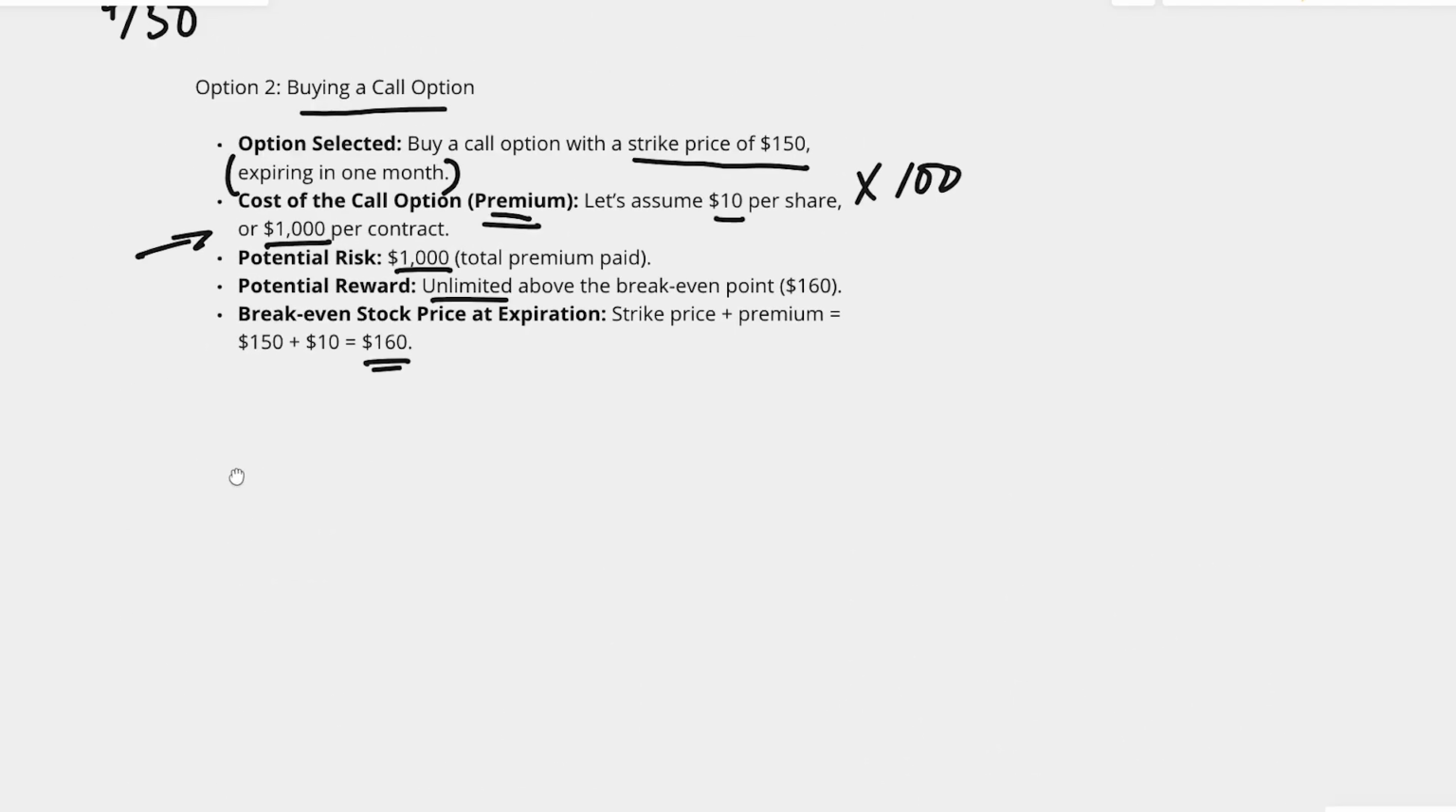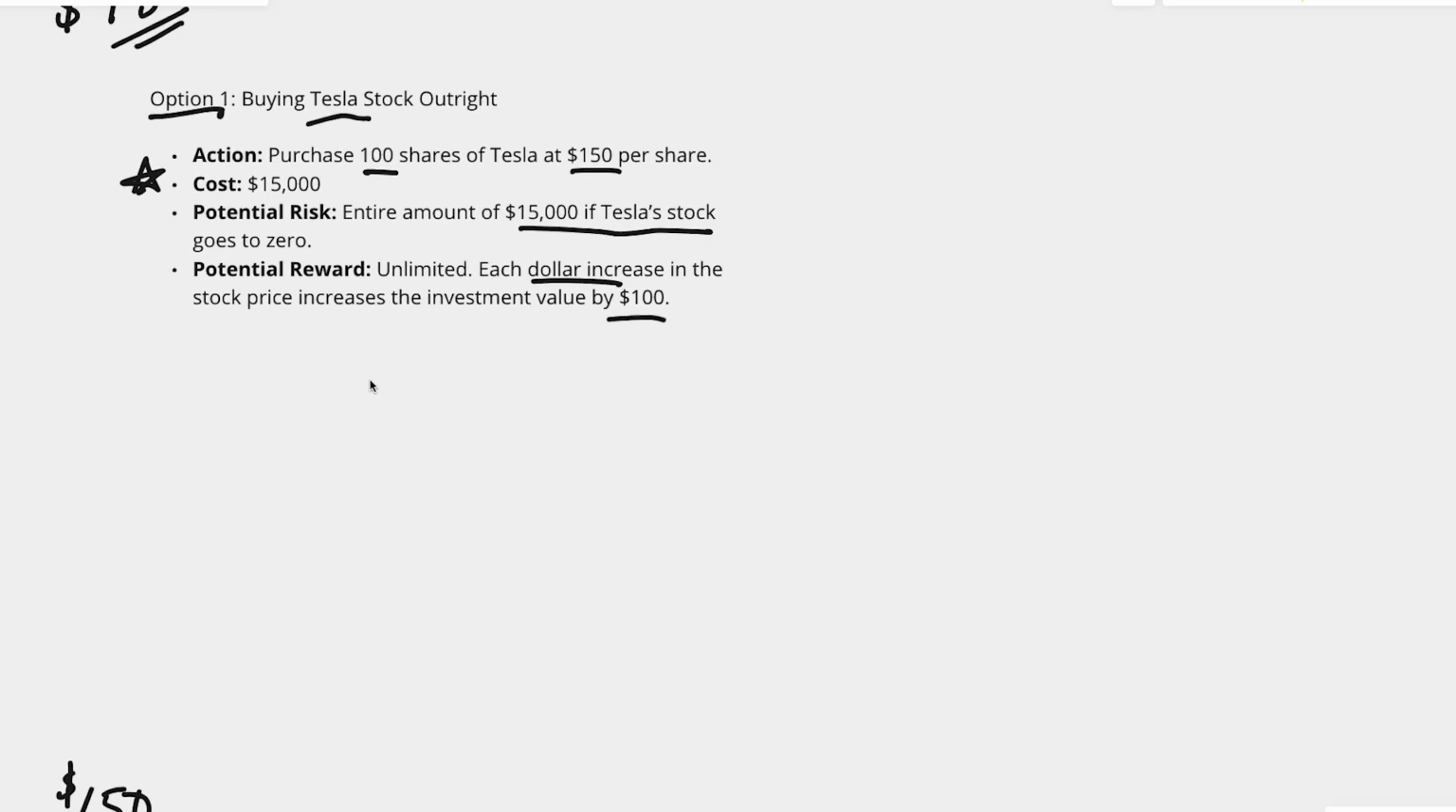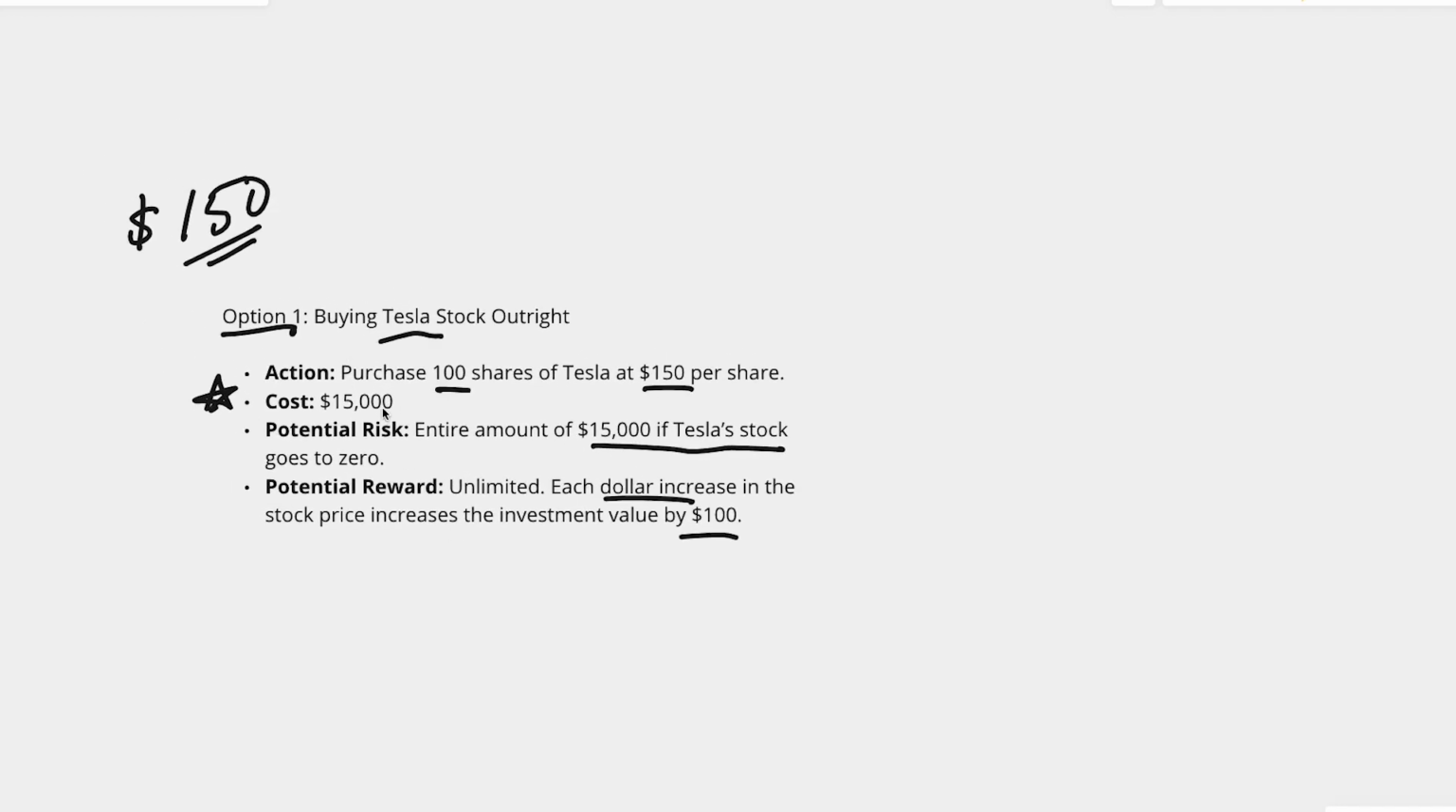And then the break even for the call option is not as favorable. It's up to 160 and we're risking $1,000. And then obviously with the stock, buying the stock, we had to put up $15,000 there. So right away, just with those different options, you can sort of see the differences in these three options.